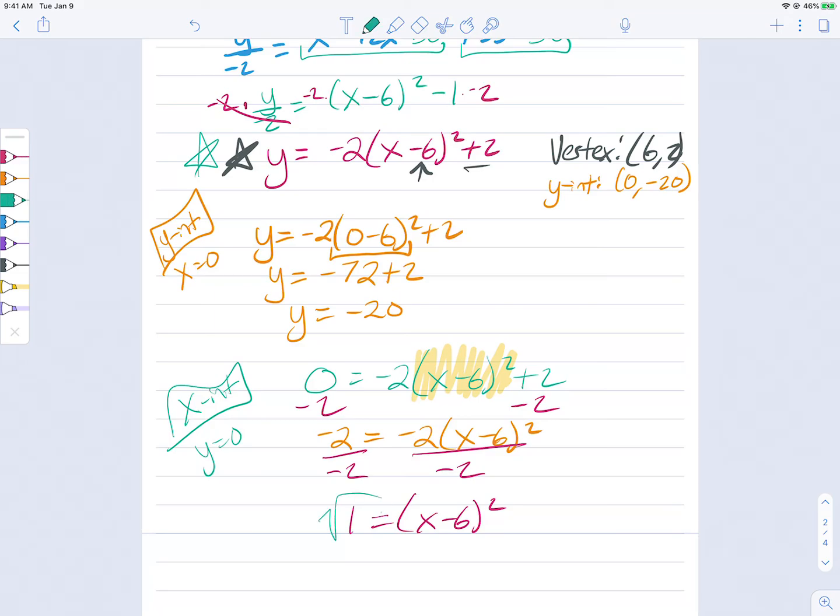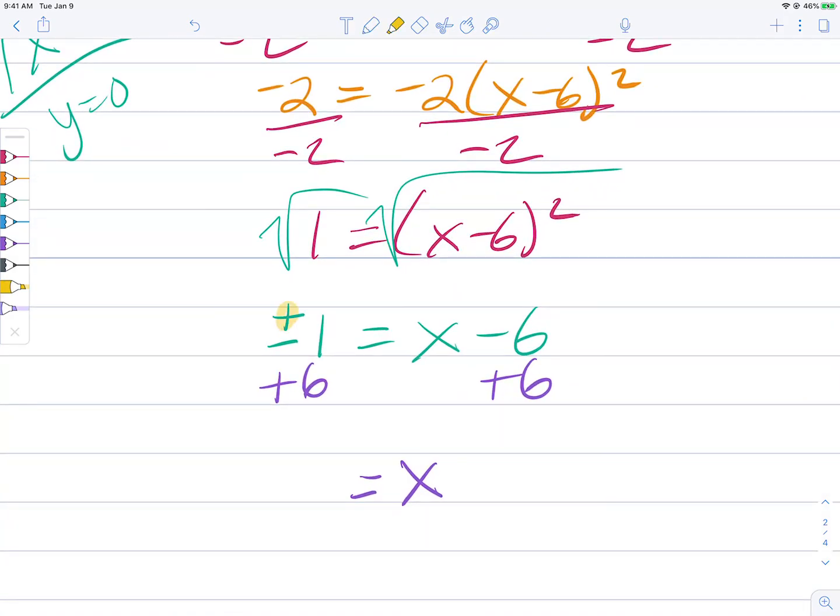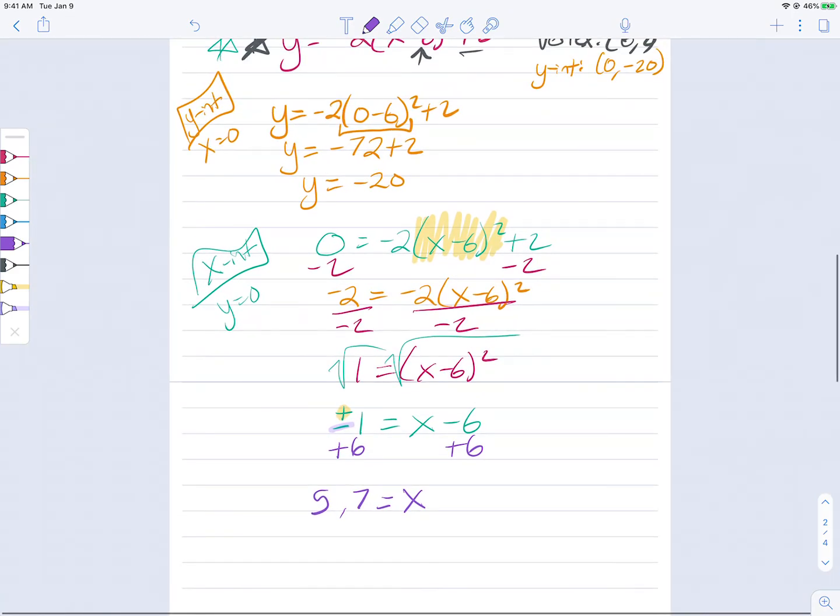And then I'm going to square root both sides. Now the square root of 1 is actually just 1, so that's really nice. So we have plus or minus 1 equals x minus 6. And if we add 6 to both sides, we can actually get both answers. So here's how we do this. First, let's deal with the plus 1. Plus 1 plus 6 is 7. Then if we do the minus version of that answer, negative 1 plus 6 is 5. So that means that our x-intercepts are at 5, 0 and 7, 0.